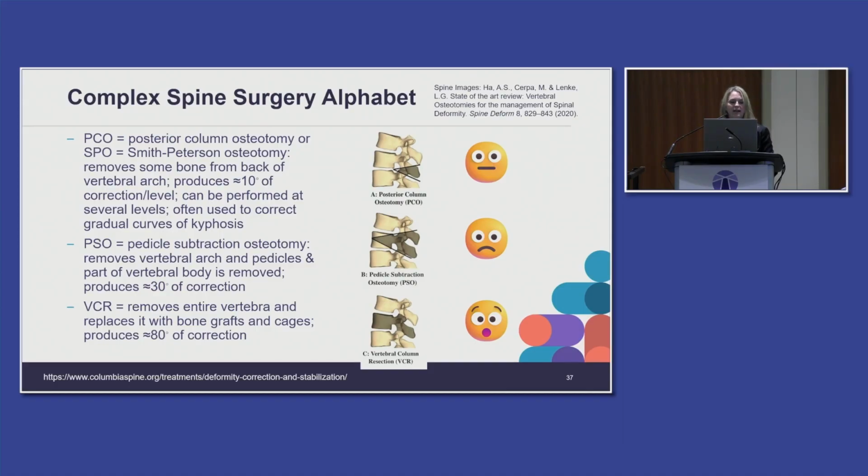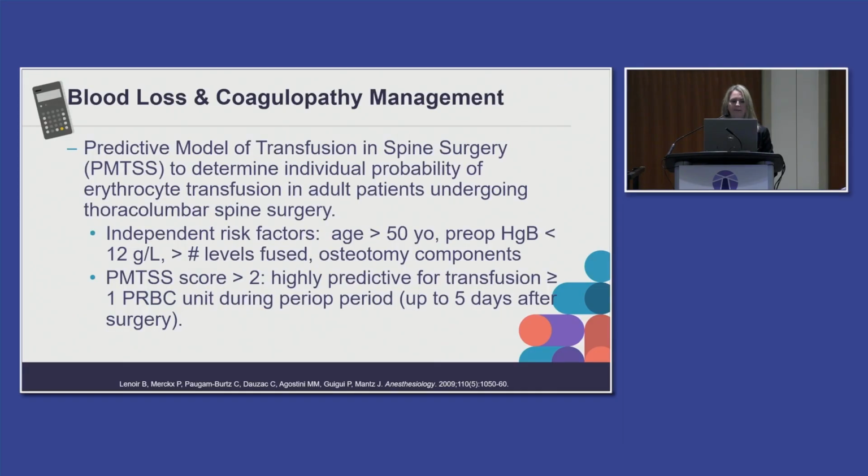PSO stands for pedicle subtraction osteotomy. That's removing the vertebral arch and pedicles and part of the vertebral body. It leads to about 30 degrees of correction. You can see the emoji face changing there. And then vertebral column resection, VCR, removes an entire vertebra and replaces it with bone grafts and cages. It produces about 80 degrees of correction, and that one's going to have significantly more blood loss associated with it.